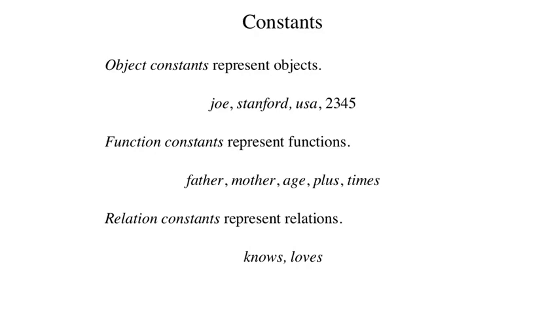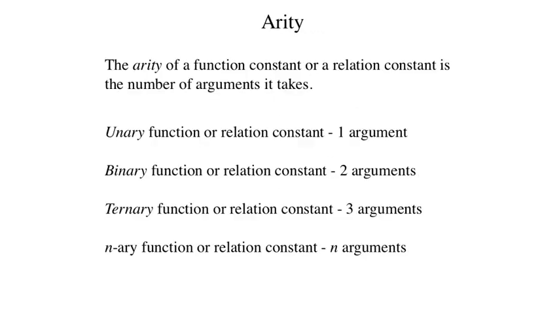Now, there's no distinction in spelling between object constants, function constants, and relation constants. The type of each such word is determined by its usage, or in some cases, by an explicit specification. As we shall see, function constants and relation constants are used in forming complex expressions by combining them with an appropriate number of arguments. Accordingly, each function constant and relation constant has an associated arity, that is, the number of arguments with which the function constant or relation constant can be combined.